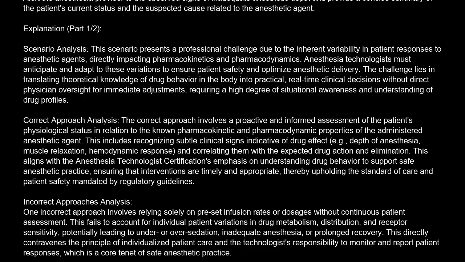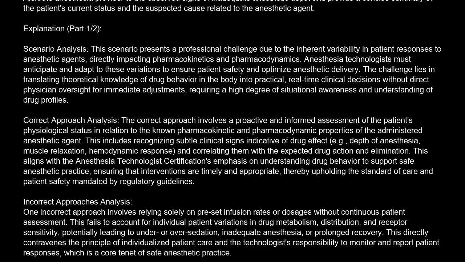Explanation. Scenario analysis. This scenario presents a professional challenge due to the inherent variability in patient responses to anesthetic agents, directly impacting pharmacokinetics and pharmacodynamics. Anesthesia technologists must anticipate and adapt to these variations to ensure patient safety and optimize anesthetic delivery. The challenge lies in translating theoretical knowledge of drug behavior in the body into practical, real-time clinical decisions without direct physician oversight for immediate adjustments, requiring a high degree of situational awareness and understanding of drug profiles.